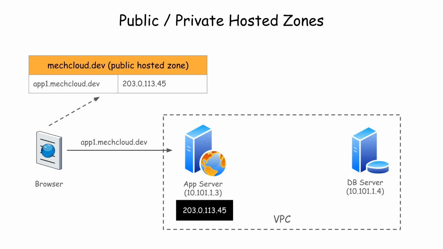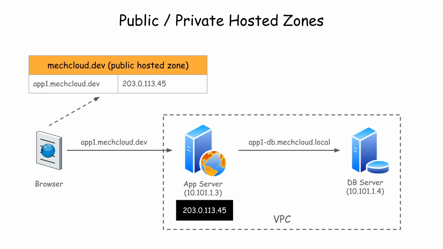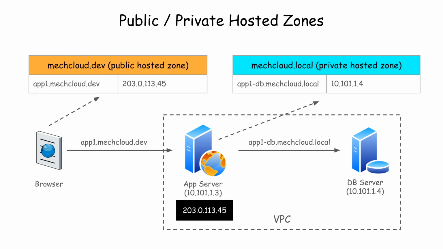Now let's look inside the VPC. The app server needs to talk to the DB server. We could hard-code the database's private IP into our application, but that's a bad idea. If the database IP ever changes, our application will break. Instead, we want our app server to use a stable, internal hostname, like app1-db.mccloud.local. This is the perfect use case for a private hosted zone. It's only accessible from within our VPC, and maps our internal hostname to the DB server's private IP. This is incredibly important, because it decouples our services. We can now change the database's IP address anytime we want, and all we have to do is update this one private record. Our application code doesn't need to change at all.